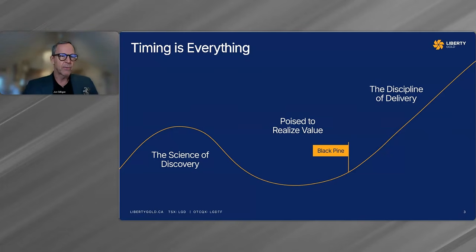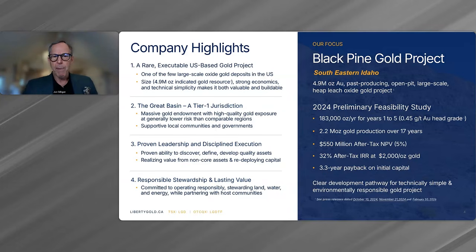Next slide, please. We came out with a preliminary feasibility study on our flagship asset, Black Pine, which is in southeast Idaho. Yesterday, we had a resource update, which took us to just a hair under 5 million ounces indicated, in a full oxide gold, all accessible by open pit, with the ability to process that in a very large scale heap leach operation.